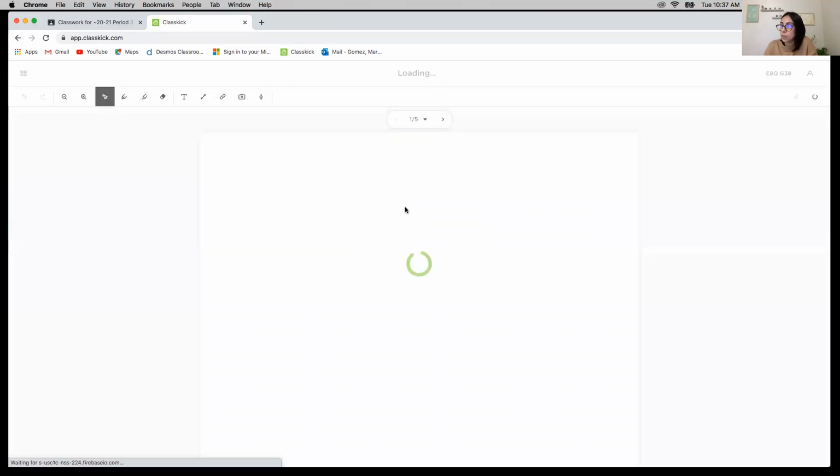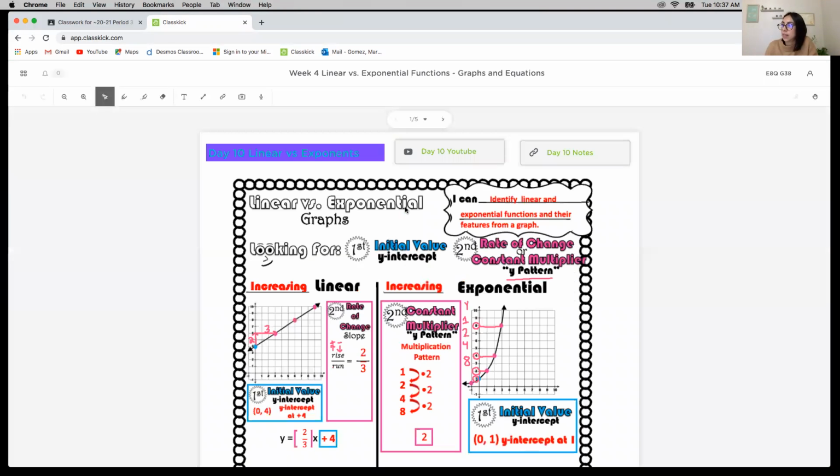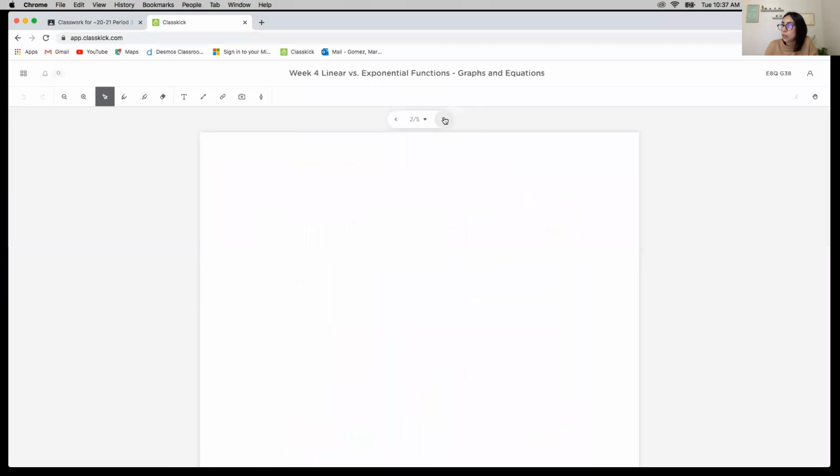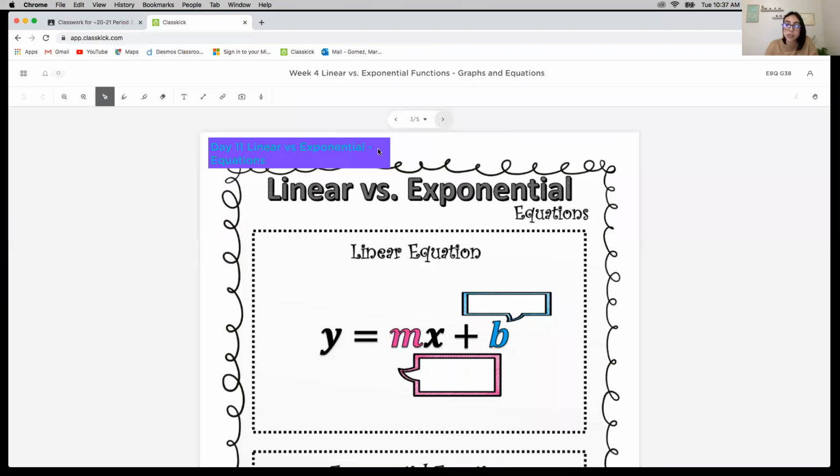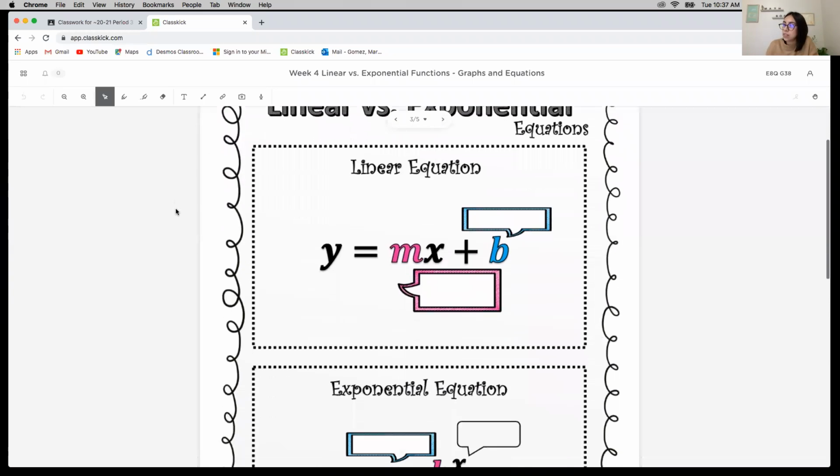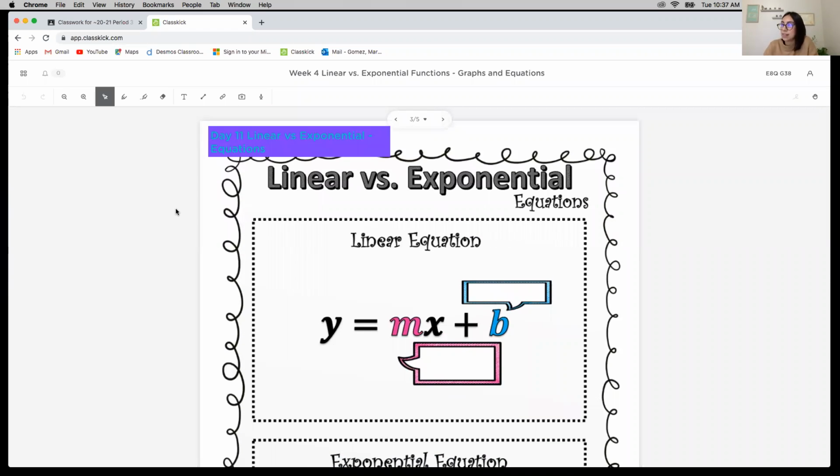Brings us to our notebook. And we are working on pages 3 through 5. So this is where we're starting at. So this is what you guys have been wanting to do since, I think, Friday.